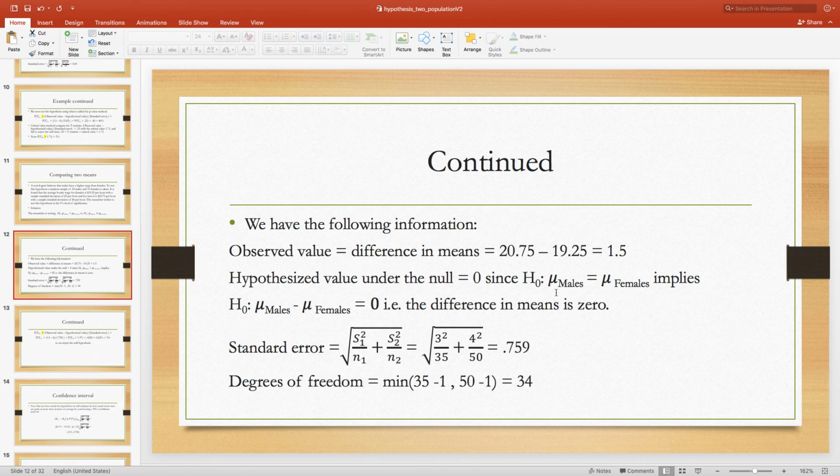Okay, so we go ahead and calculate the standard error. We plug in the numbers 3 and 4, and we square them and divide by their sample size. We see the standard error is 0.759. The degrees of freedom is the smaller of the two groups, and that is the one with 35 minus 1. So we have 34 degrees of freedom. Okay.